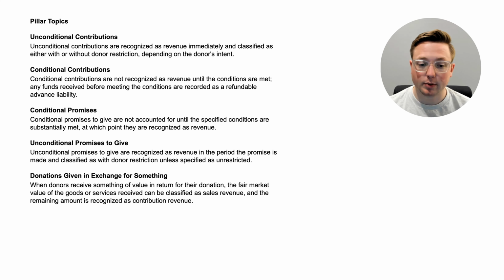Now, unconditional promises to give are recognized as revenue in the period the promise is made and classified as with donor restriction unless specified as unrestricted. But usually it will be counted as with donor restriction because, again, they're saying they're going to give you the money and there's no condition for them giving you the money, so you can recognize it as revenue, but you haven't actually gotten the money yet, so you can't actually spend it yet, so it's with donor restriction.